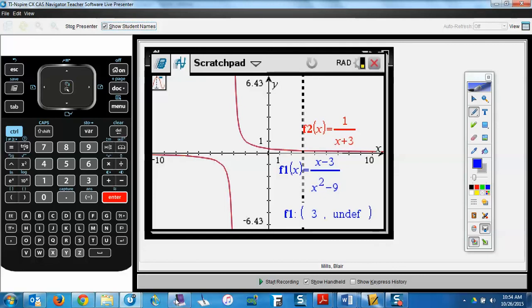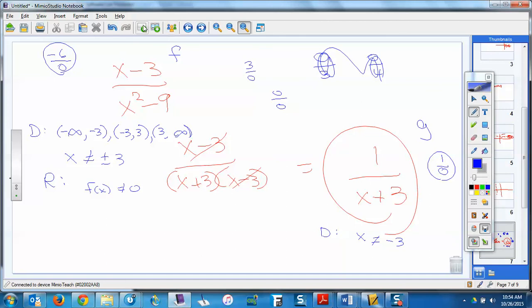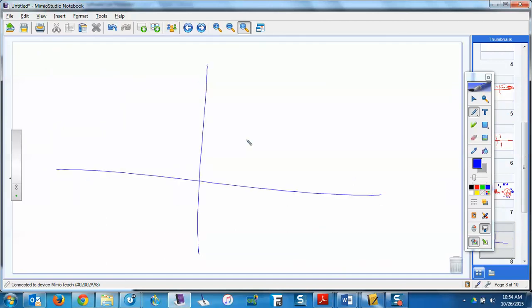Well, if you were going to draw this graph, what's happening is this. You've got this vertical asymptote here at -3, and then it comes down like so, and right there at 3, you have a hole in the graph. So it's just going to skip right over that point. There's just a hole in the graph.